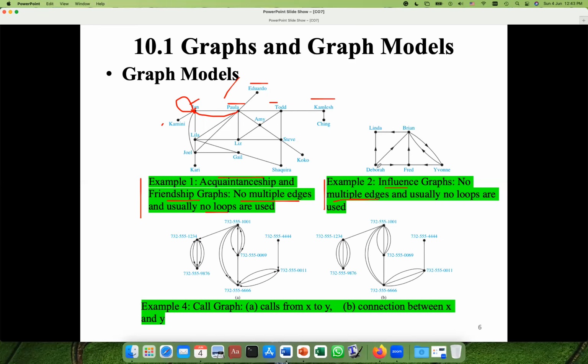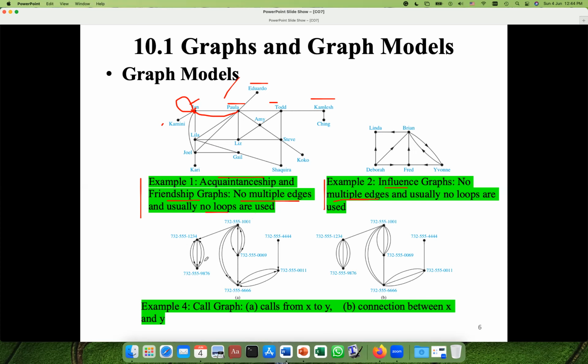Similarly, Deborah has influence over Linda. Deborah has influence over Fred. And you can say anything here. So this is an influence graph. Influence like power, or you can say some kind of authority, whether it is power or friendship or whatever, to affect the decisions of other persons. Okay, so this is example 2.